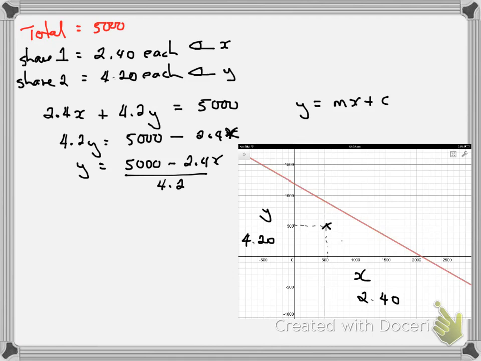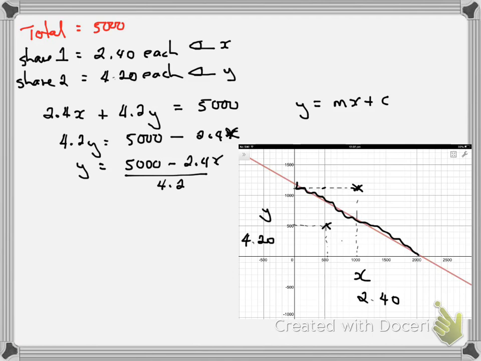Now that is less than $5,000. If I was to buy 1,000 of the X shares at $2.40 and 1,000 of the Y shares at $4.20, my total value would come to there. That is above the line, so it's greater than the $5,000 that you can spend. So anywhere on that red line, if you're exactly on that line, the number of X's and the number of Y shares that you buy will always total to $5,000.